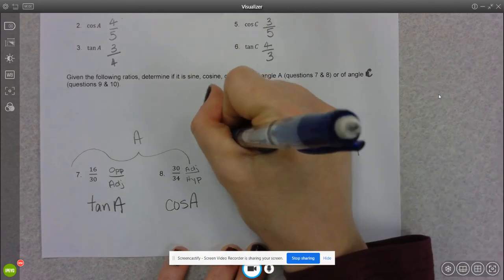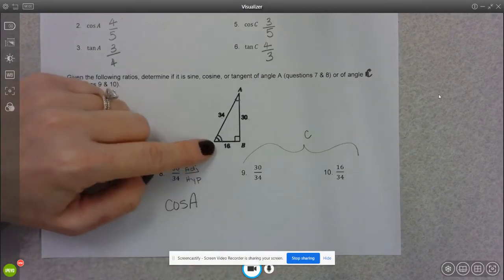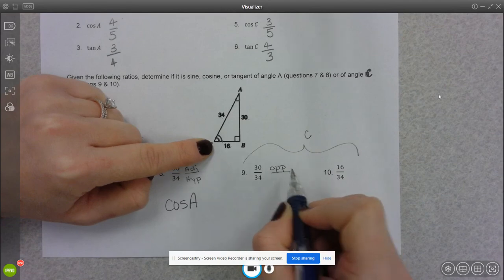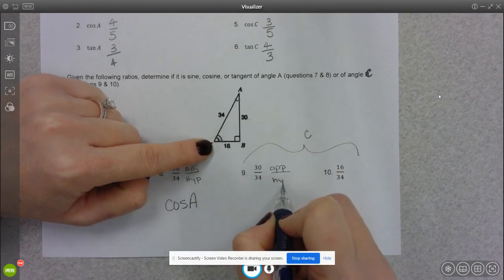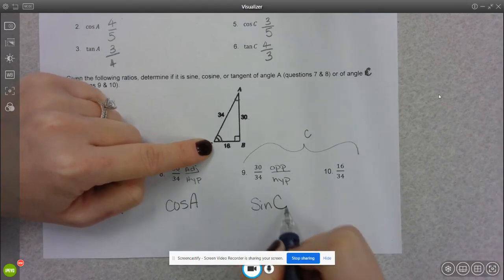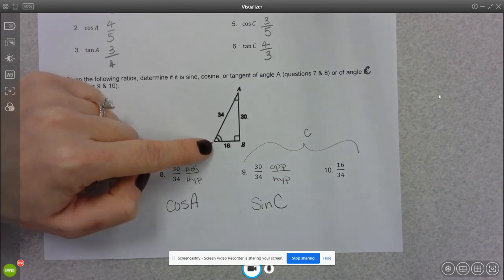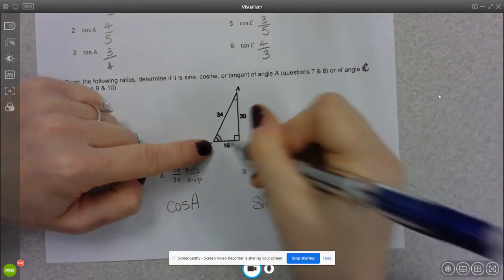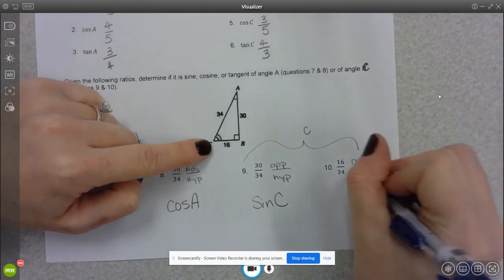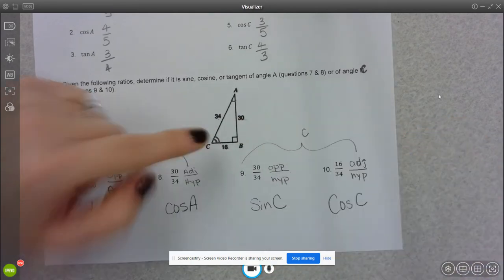Now I'm looking at angle C. I am no longer looking at angle A. So, in relation to C, 30 is the opposite. 34 is the hypotenuse. Opposite over hypotenuse is sine, and it's now angle C because I'm looking at angle C, not angle A. And last but not least, 16 is adjacent. And 34 is still the hypotenuse, and that would be cosine of angle C.